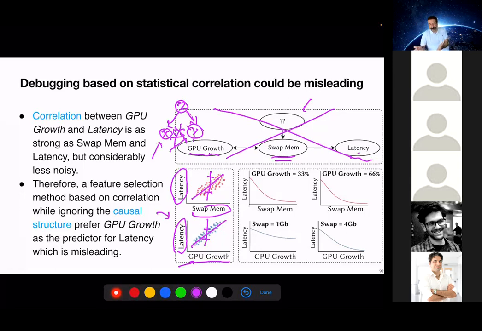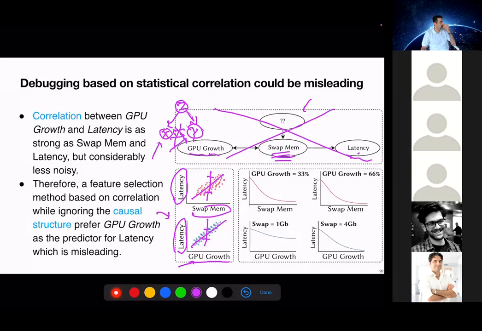And if we reason about this, if somebody uses GPU growth, it will result in a bad performance prediction, comparing with the case that somebody uses swap memory. And this is why causal structure matters and why it is important to take into account for finding these causes in reasoning about performance. Rahul, do you have anything to discuss here?